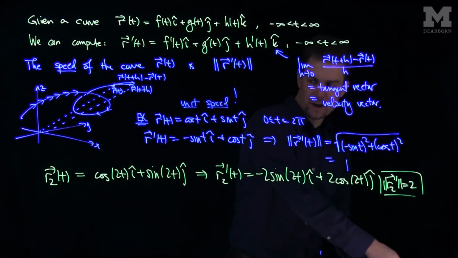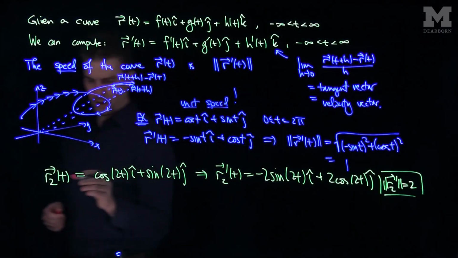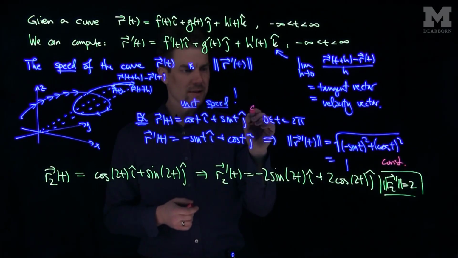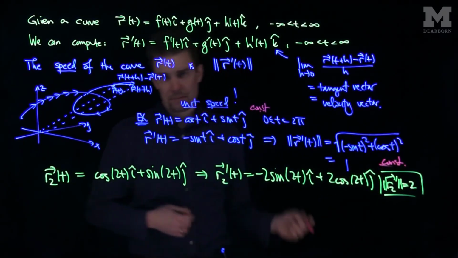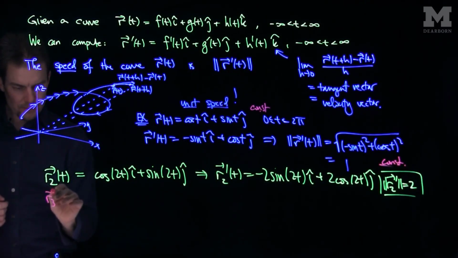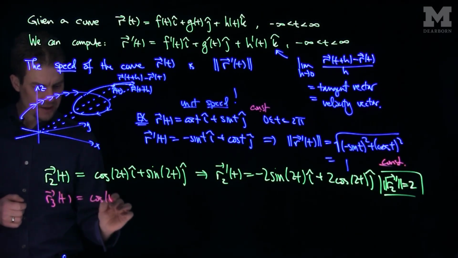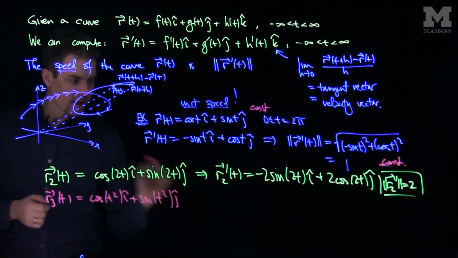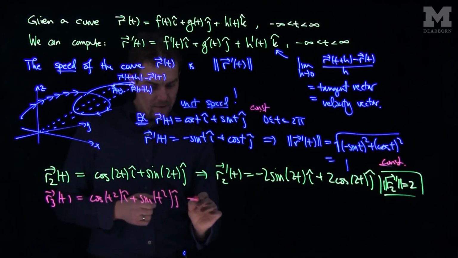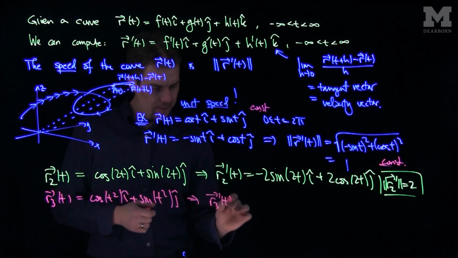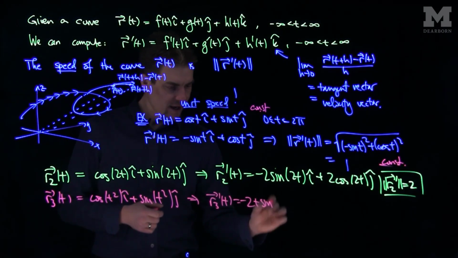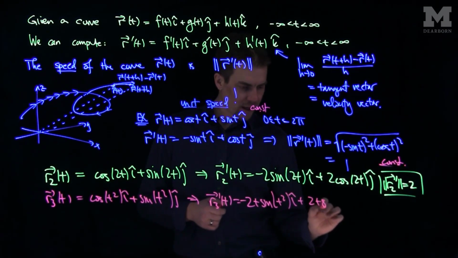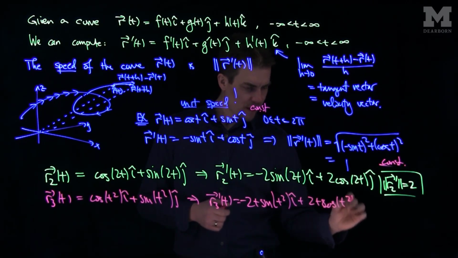Let's look at one more curve over here, this final curve, r3. Both of the first two curves have constant speed: constant speed of 1, constant speed of 2. Now if I look at this curve over here, r3 of t, which is the cosine of t squared i hat plus the sine of t squared j hat, that's also a unit circle. But if I look at the derivative of this curve, r3 prime of t, we'll have negative 2t sine of t squared i hat plus 2t cosine of t squared j hat.